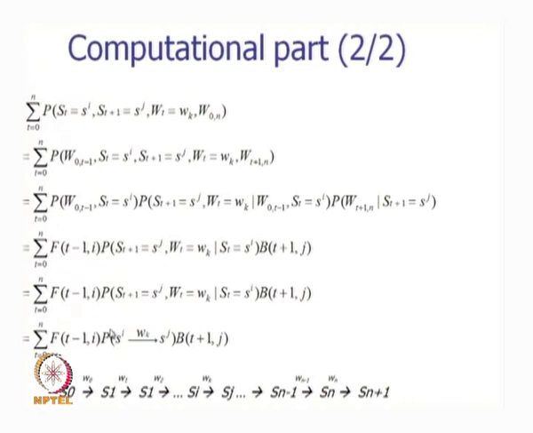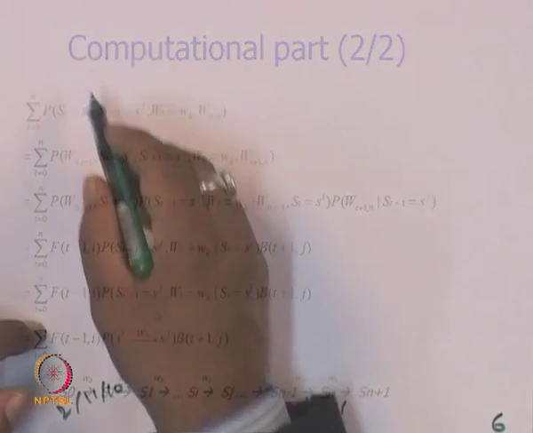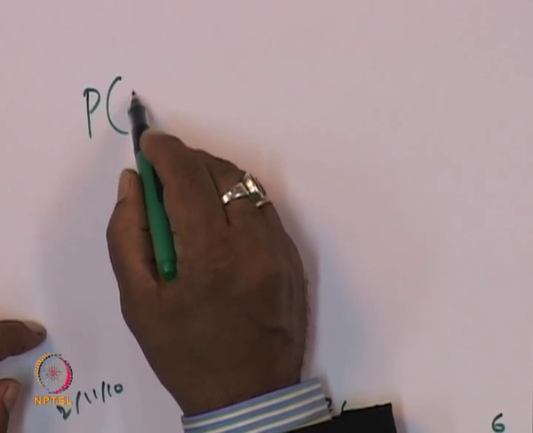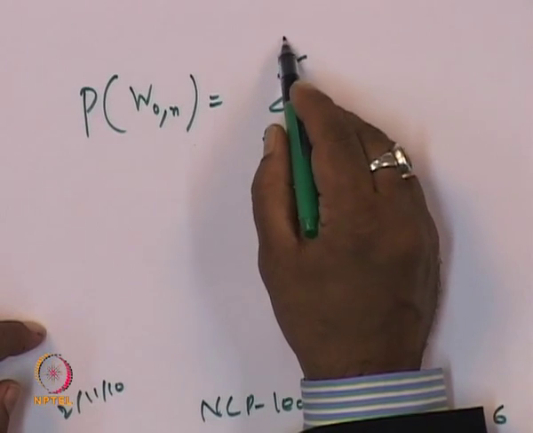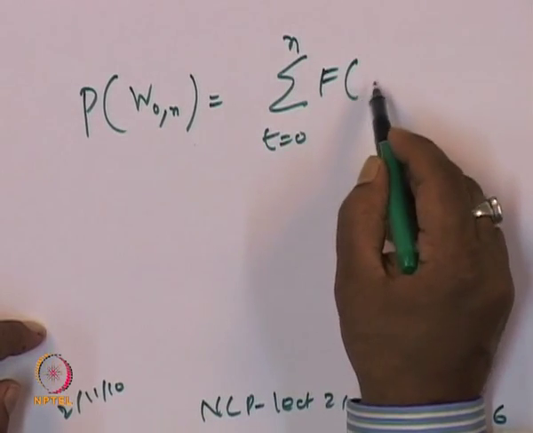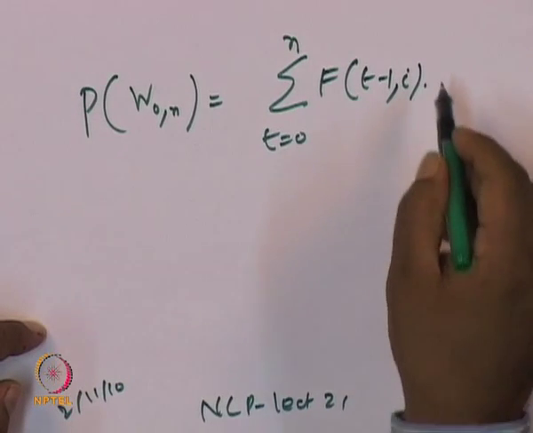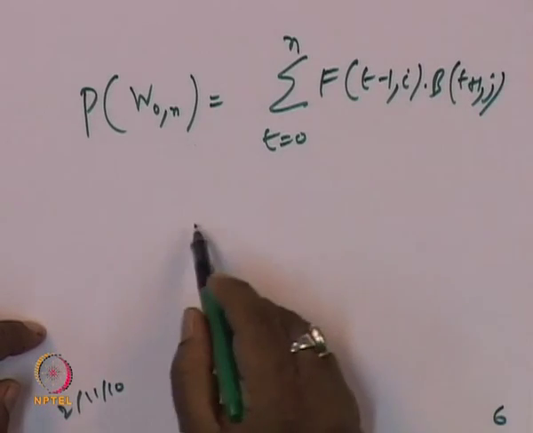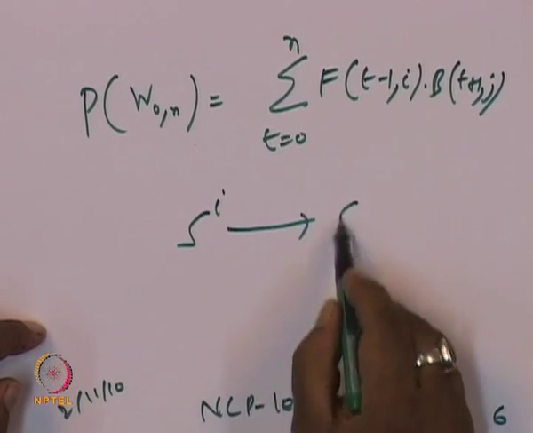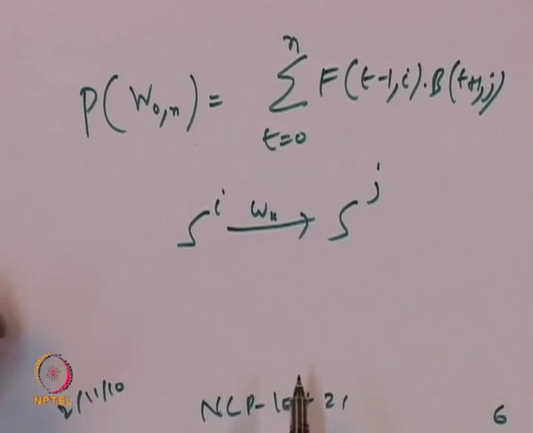Now, the probability of the observation sequence can also be expressed as the product of forward probability and backward probability with t varying over the whole string. So, you should try to show this. I write down the expression here. It can be shown that the probability of the observation sequence 0 to n is nothing but the sum over t equal to 0 to n of f t minus 1 comma I into b t plus 1 comma j. Okay, and the picture is s I to s j on w k.